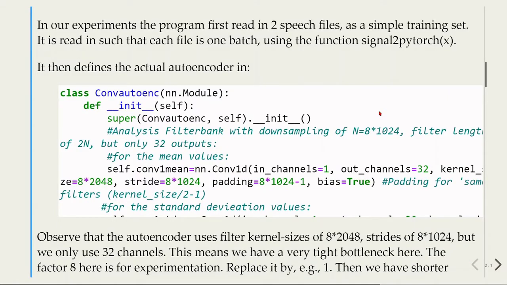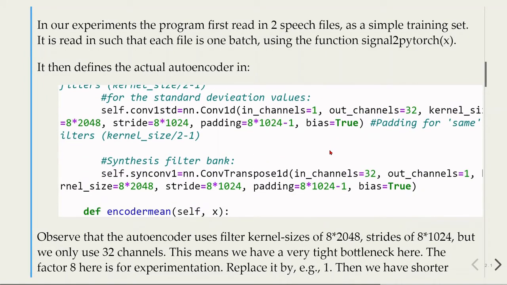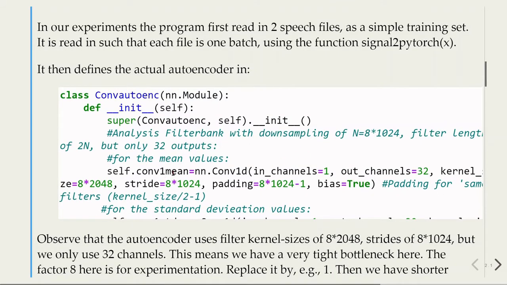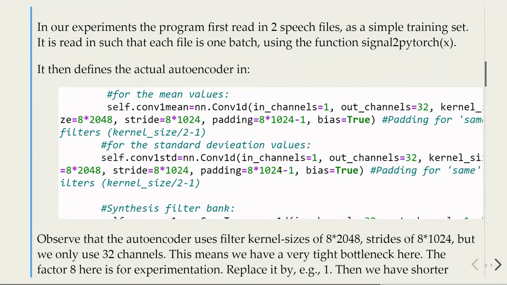Here we can define the actual autoencoder. So we have here the analysis filter bank for the mean values and then for the standard deviation values, and then the synthesis filter bank. So we have here self.conv1mean, and we will use 32 output channels, kernel size of 8 times 2048 and the stride of 8 times 1024. For the standard deviation values, we use the same characteristics, so 32 channels, 8 times 2048 for the kernel size and 8 times 1024 for the stride. This will be this convolutional layer for the standard deviation values.